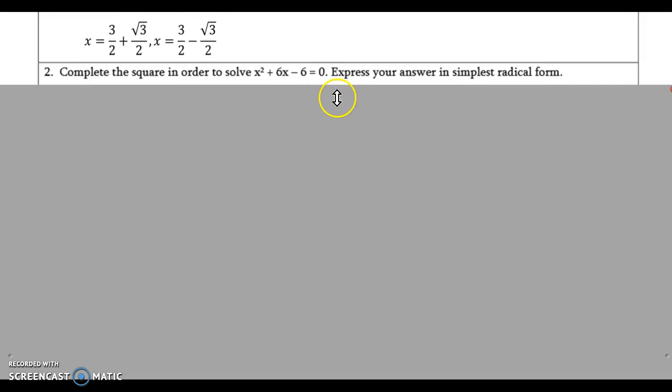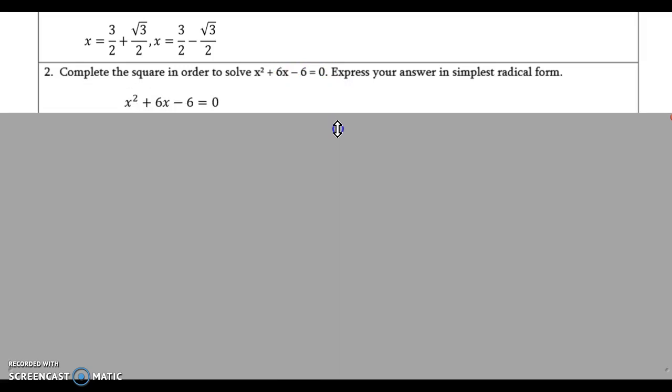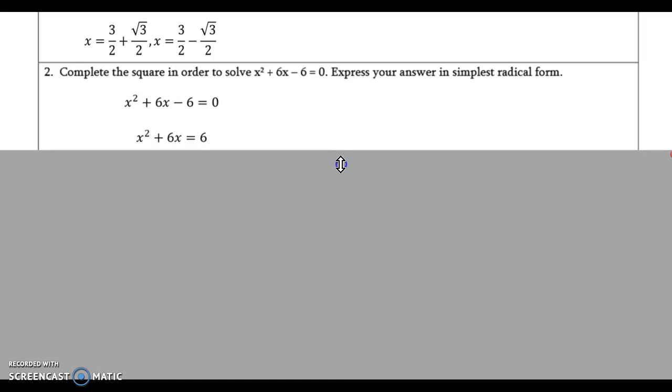Alright, hopefully you had a little bit of a chance to try this problem. You maybe watched the other video. The first step in completing the square is taking that old c value that you had and moving it to the other side. So the first thing I did was added 6 to both sides. I got x squared plus 6x equals 6.